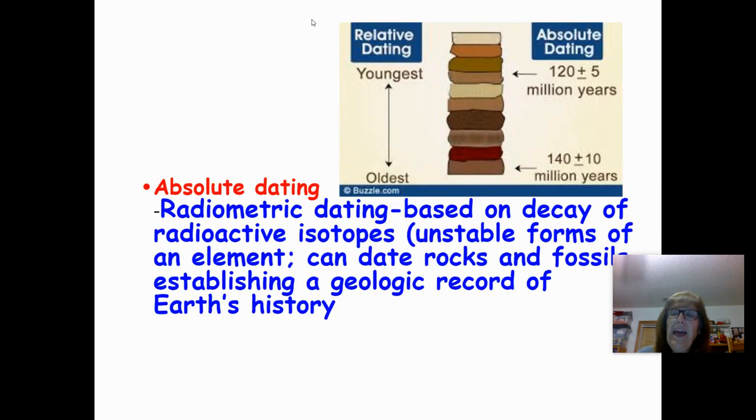All right, so absolute dating is much more reliable in determining how old something is because we use what is called radiometric dating. And radiometric dating is based on the decay of radioactive isotopes, such as looking at carbon. These are unstable forms of an element that can be used to date and determine the geological record of Earth's history.